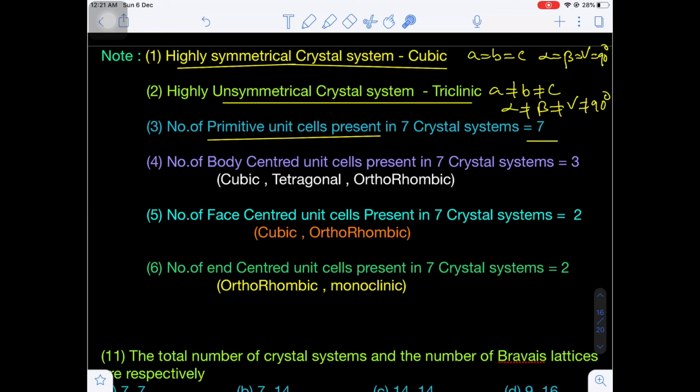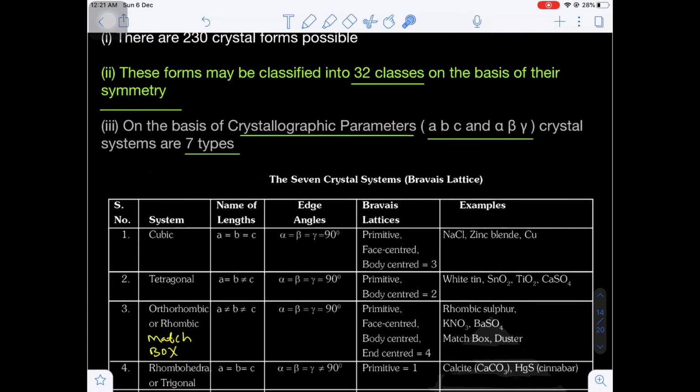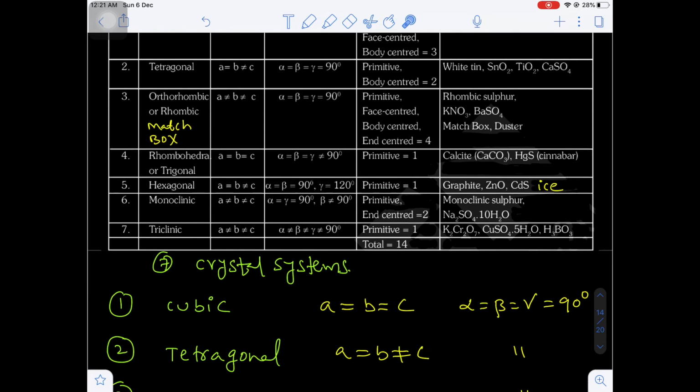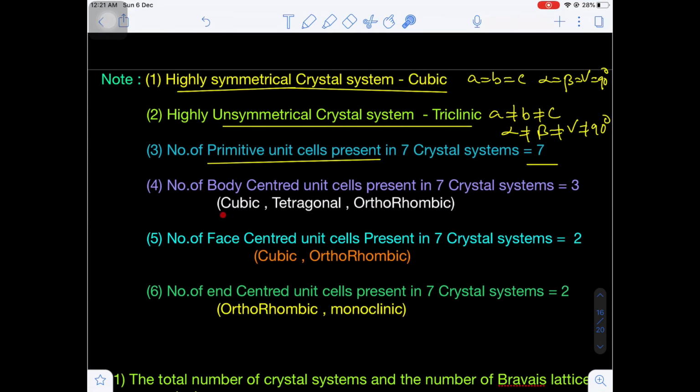Next, how many body-centered unit cells will be present, and in how many crystal systems? Cubic, tetragonal, orthorhombic. If you have any doubt, you see the table. So body-centered will be present in where? Cubic crystal system, number 1. Number 2, tetragonal system. Number 3, orthorhombic system. Cubic, tetragonal, orthorhombic systems possess the body-centered unit cells.